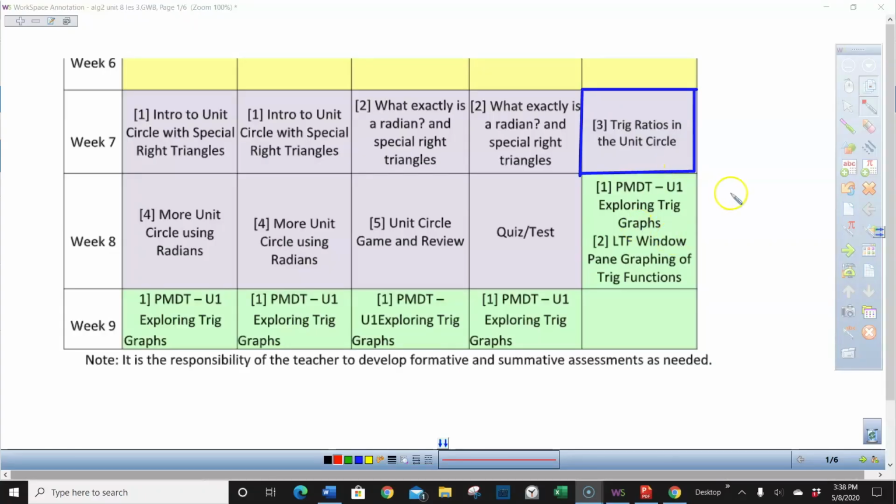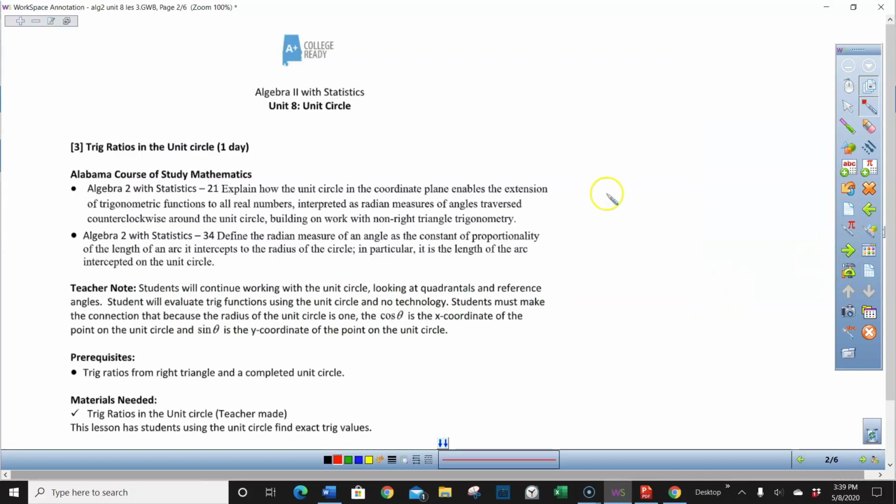In this lesson, we're looking at trig ratios in the unit circle. It is the third lesson in Unit 8, and it begins on day 5, and it's a one-day lesson. And you can see that here in the big picture. Then in the scope and sequence, and remember you have a scope and sequence for every lesson, it gives us the course of study numbers that it covers, and it's 21 and 34.